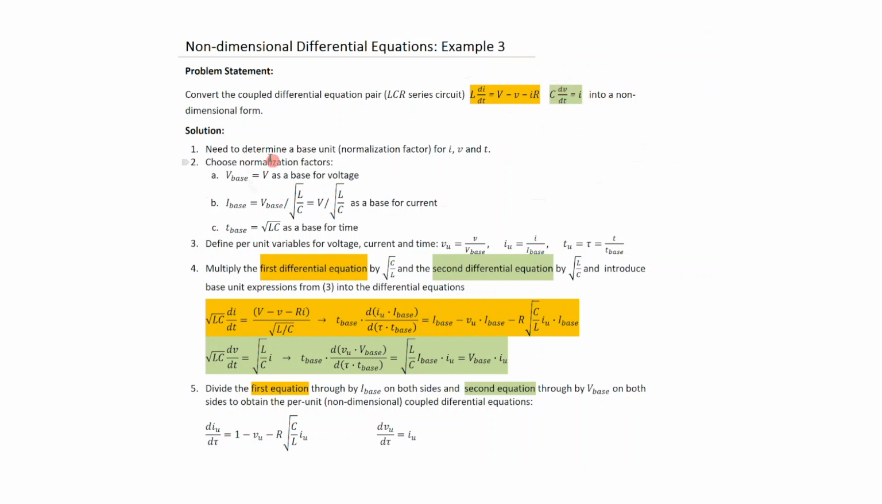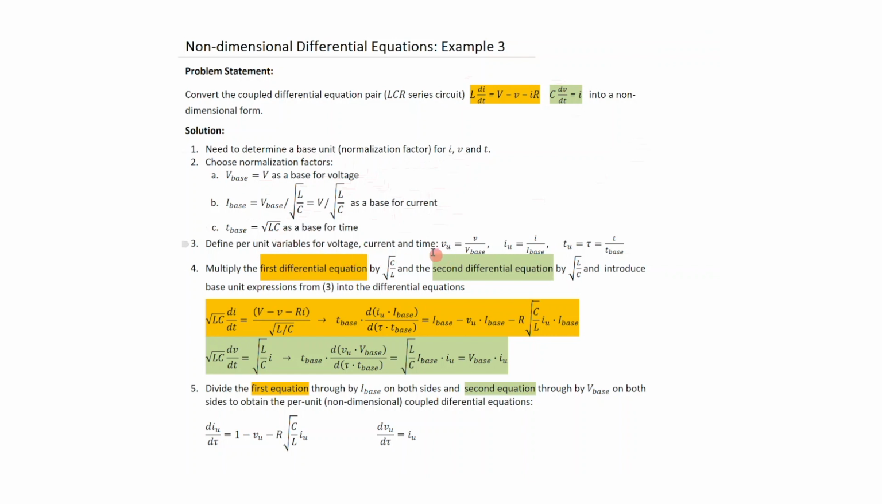In this case, we need to determine a base unit for I, V, and T. And we're choosing the normalization factors in this particular fashion. It's convenient, but there are others you could choose. Just make sure units are correct. V base is going to be our base voltage. I base is going to be V base divided by the square root of L over C as our base current, and T base is the square root of LC. We're going to choose that as our base time.